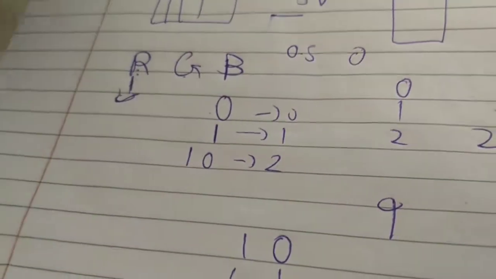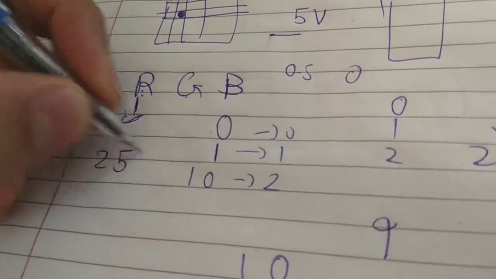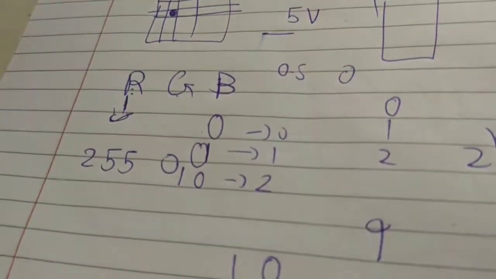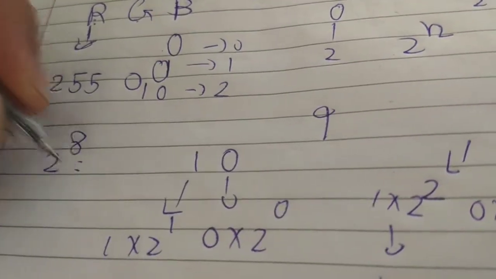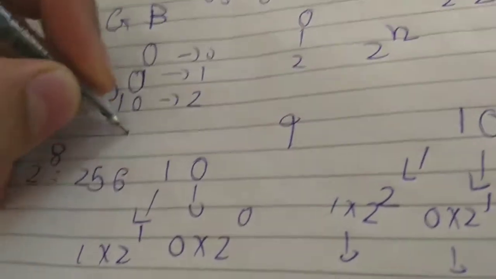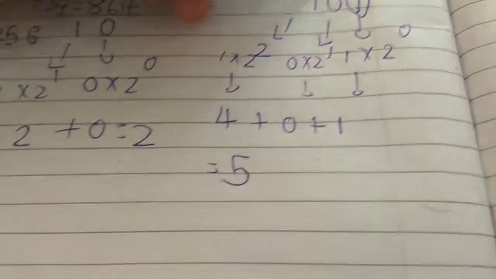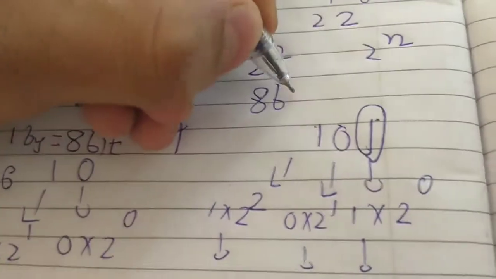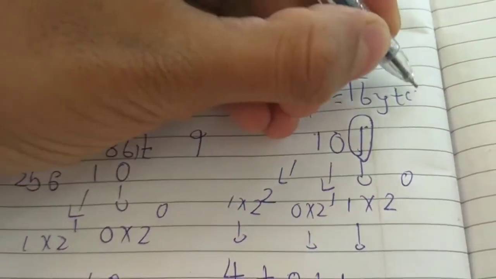Suppose we want to represent pure red, then that will be 255,0,0. Why 255? Because 2 raised to 8 is 256, and 1 byte is equal to 8 bits. These are the bits: first bit, second bit, third bit. 8 bits are called 1 byte.